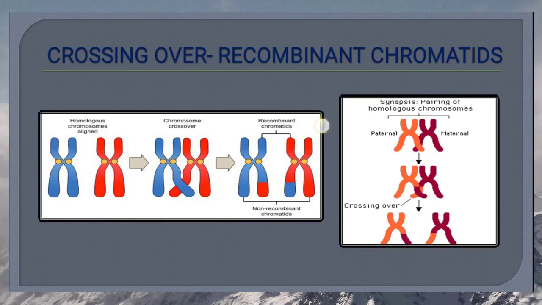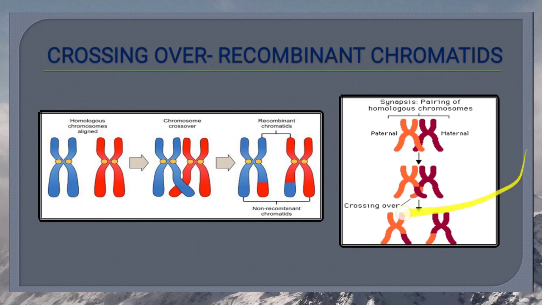In prophase 1, pairing of homologous chromosomes takes place. This is called synapsis. During synapsis, crossing over takes place. Crossing over is the exchange of chromosome segments between non-sister chromatids during the production of gametes. Gametes carry a combination of genes different from the parents. So that is known as crossing over. Now crossing over results in the production of recombinant chromatids.